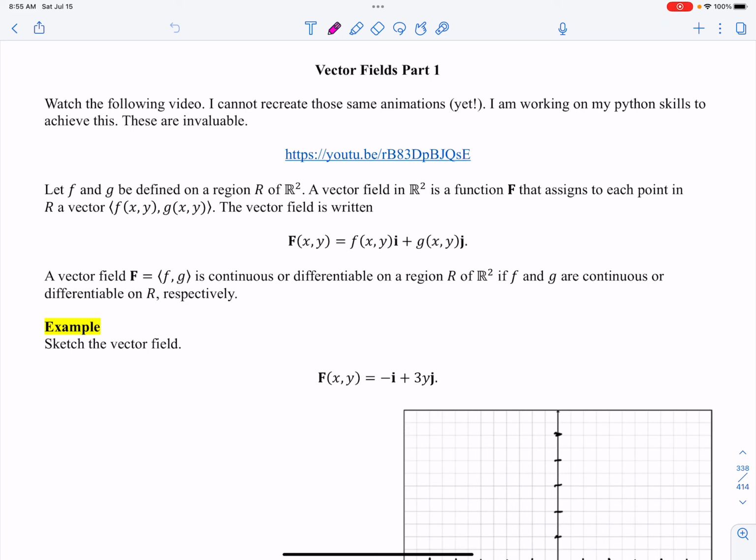In this video, we'll begin our discussion of vector fields. We'll focus on a two-dimensional vector field. We're going to sketch one by hand.